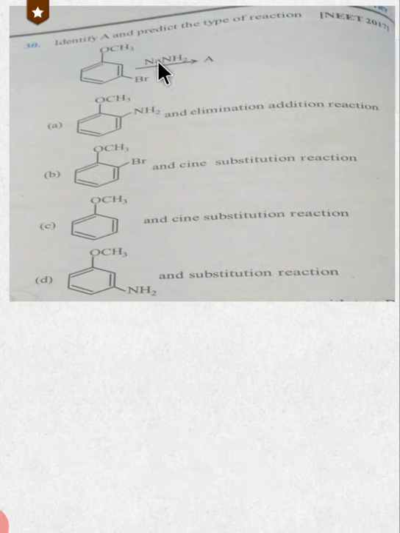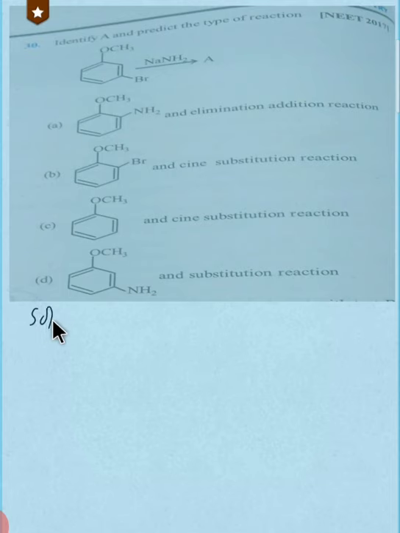Now the question is identify A. We need to identify A and predict the type of the reaction among these options, right? Let me solve this question. Okay, solution. This is anisole, OCH3, and the Br is here, right?